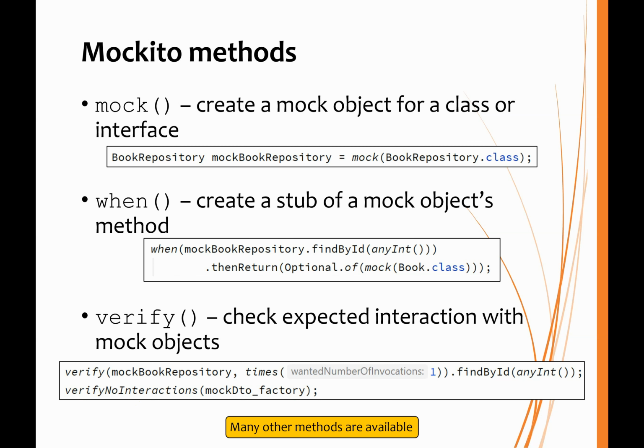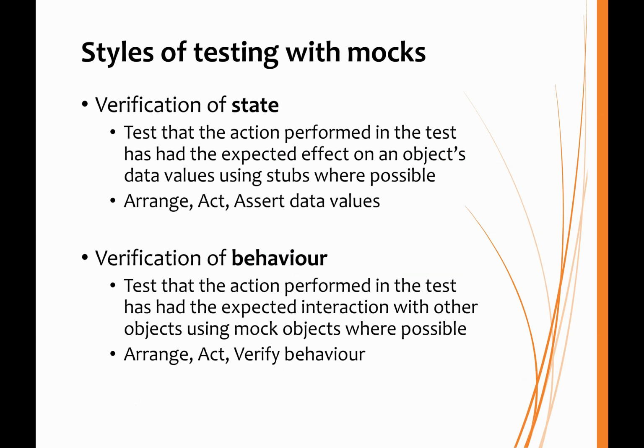Now, I've just identified 2 different styles of testing with mocks, one of which is to verify state. This is where we perform an action in the test, and then we check that the expected effect on data values has occurred. And so what we're doing is arranging the universe, taking an action, and then we're asserting data values, we're asserting state.